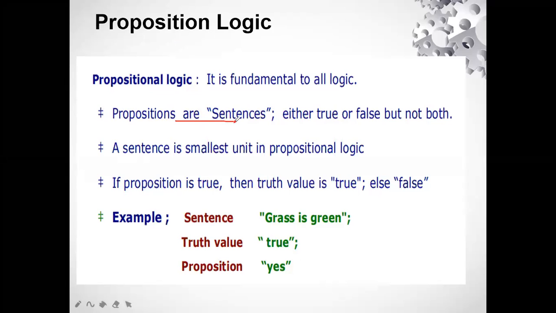We all know propositions are sentences, but the sentence should have a truth value, either true or false, but not both. A sentence is the smallest unit in propositional logic. So in propositional logic, we can say the sentence is the smallest unit. If the proposition is true, then the truth value is true, else it is false. So we all know what the proposition means.